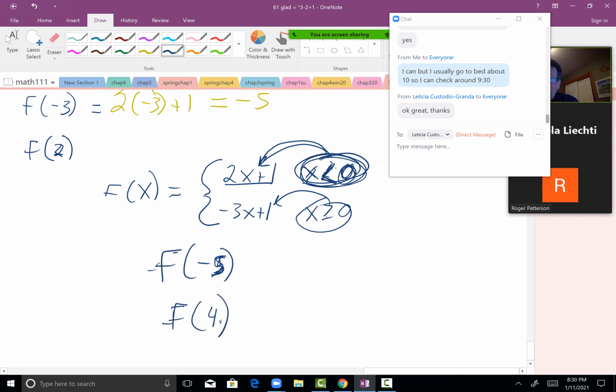So 4 is greater than 0. See, this says x is greater than or equal to 0. The mouth is always going to eat the biggest thing. That's what they always used to say. Here's the mouth, and it's opening up, and it's going to eat the biggest thing. So x is bigger than 0. All right, since 4 is bigger than 0, then we're going to use this function. Right. Yeah, they're kind of joined at the hip.